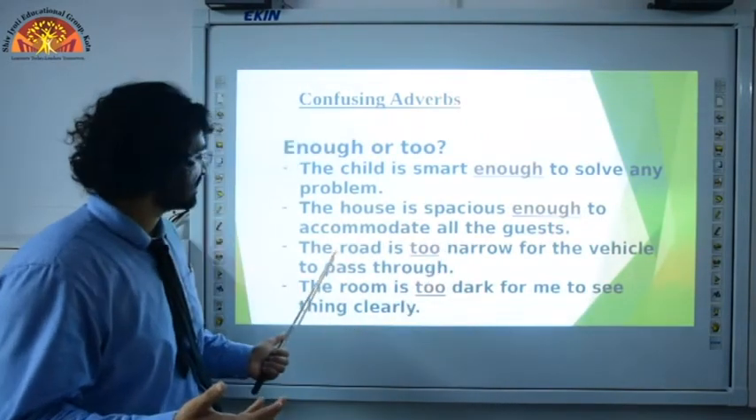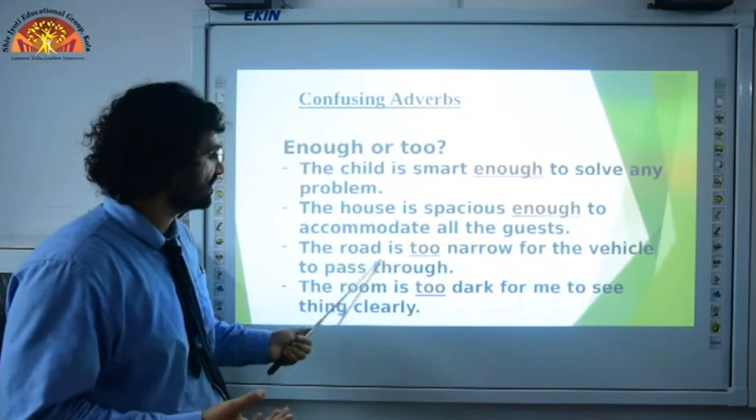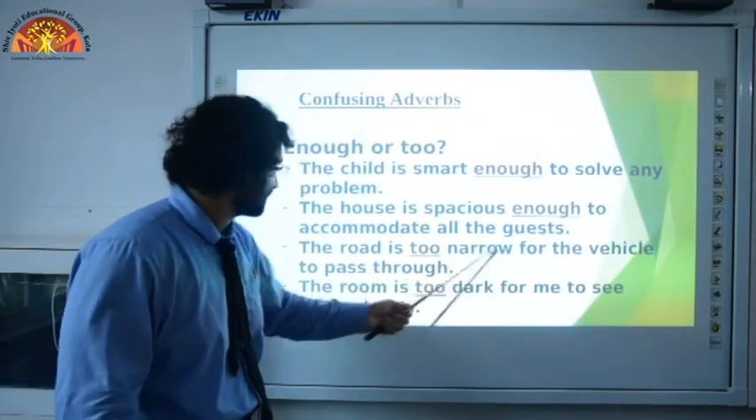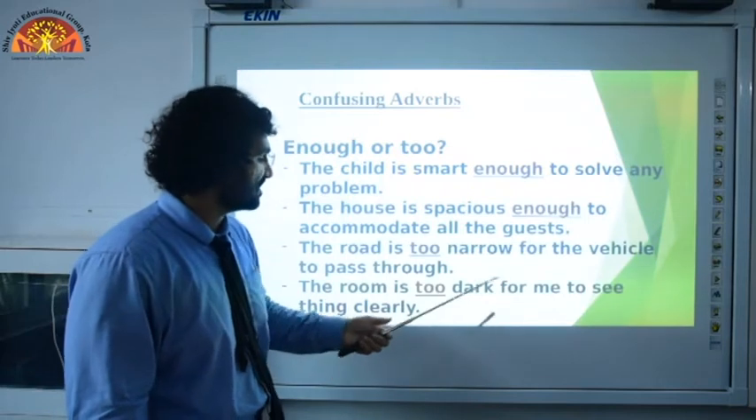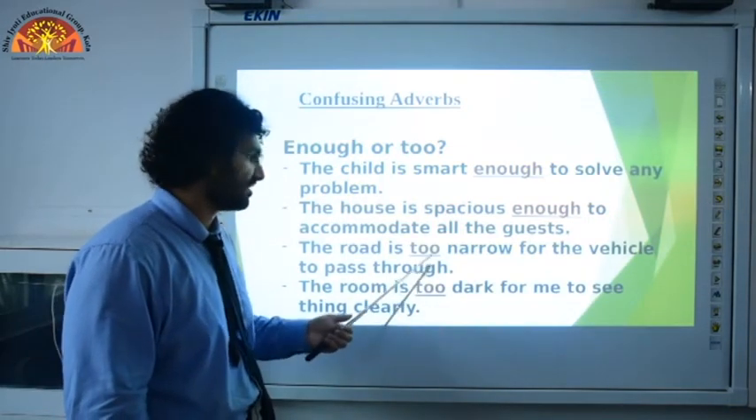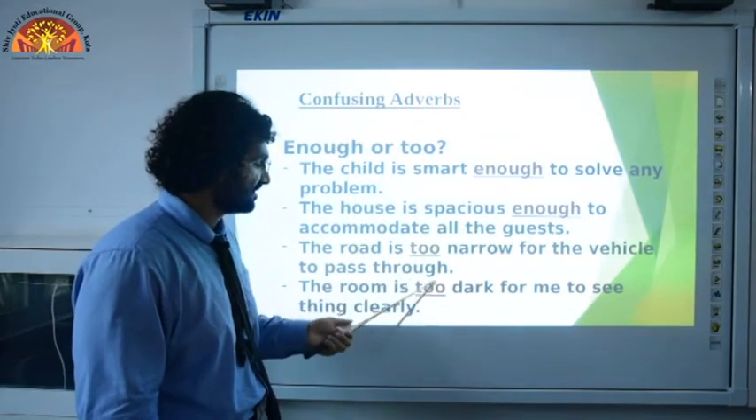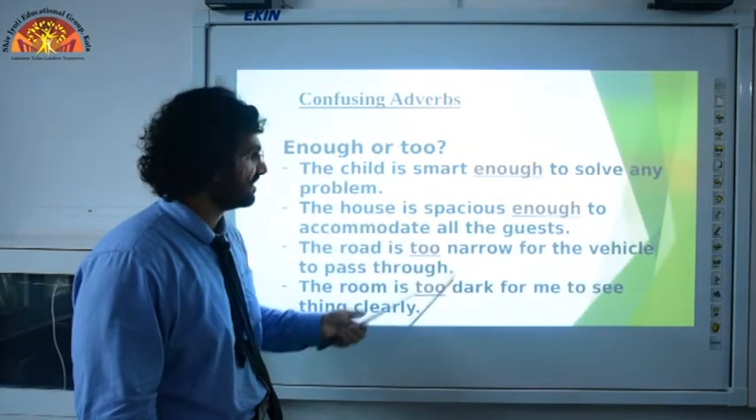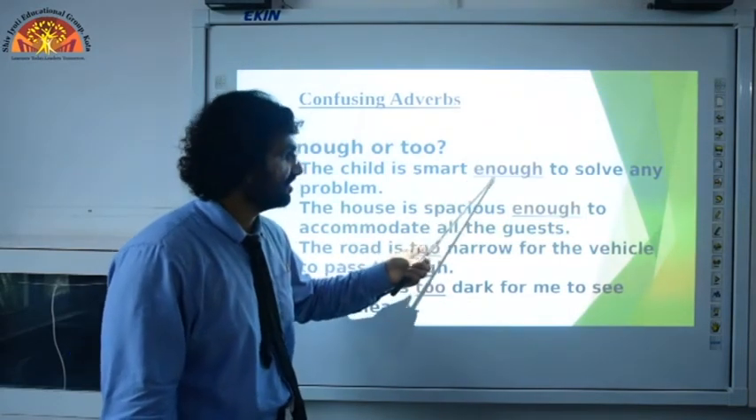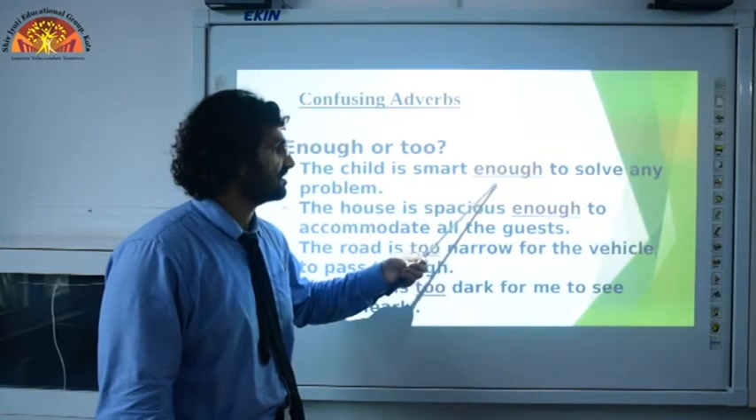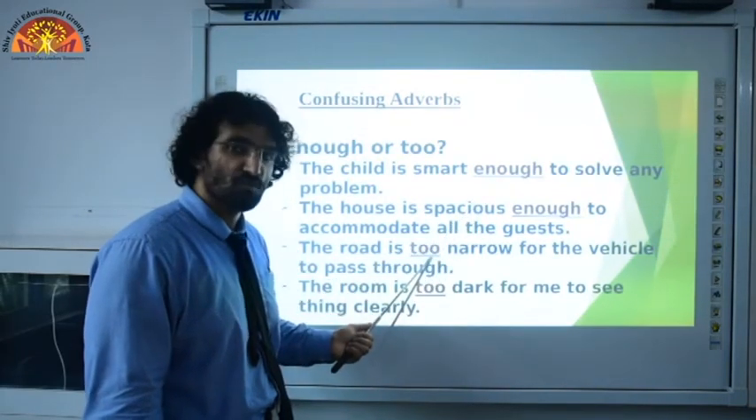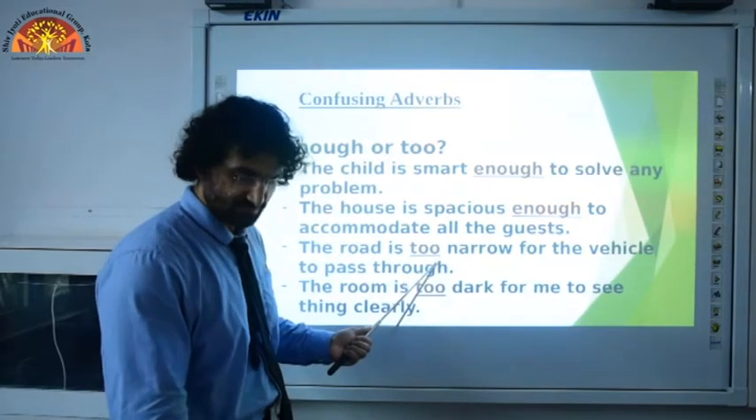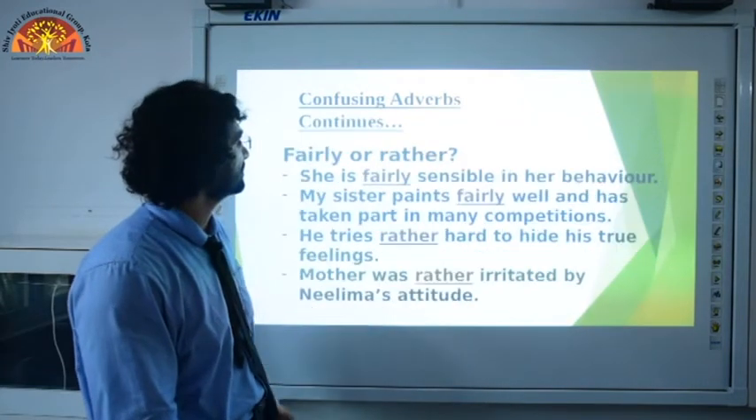Alright? We will see the sentences related to too now. The road is too narrow for the vehicle to pass through. The room is too dark for me to see things clearly. So clearly we can see this has negative sense, this has positive sense. Also, this means sufficient, and this means too much or excessive. So do not ever be confused about them.